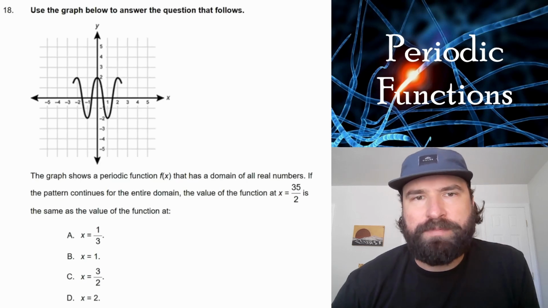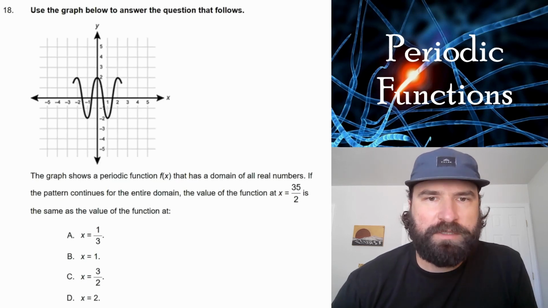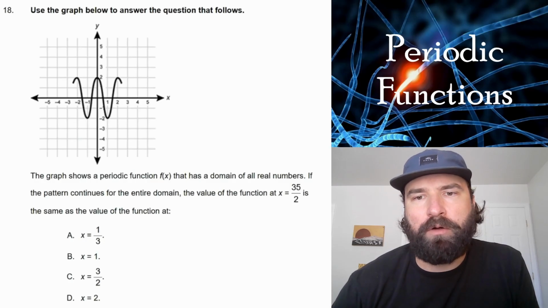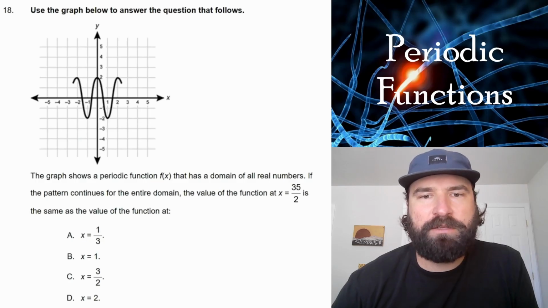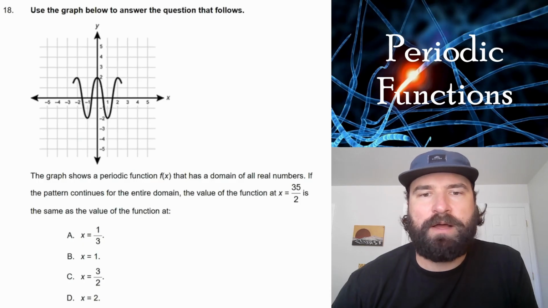All right, let's dive into another MTEL question. This says, use the graph below to answer the question that follows. And we've got this little wave on the graph. It says the graph shows a periodic function f of x that has a domain of all real numbers. If the pattern continues for the entire domain, the value of the function at x equals 35 over 2 is the same as the value of the function at... We've got a few options here.